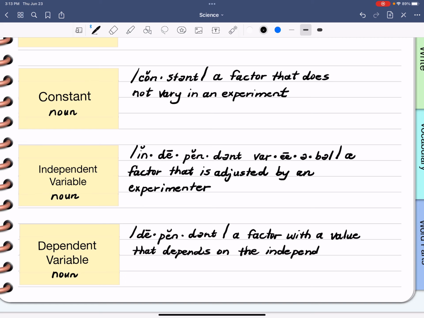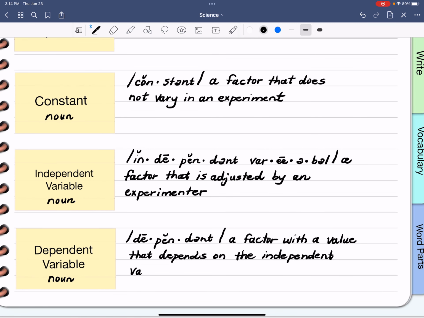Now let me give you an example. I think that might be appropriate here. Let me finish the definition.